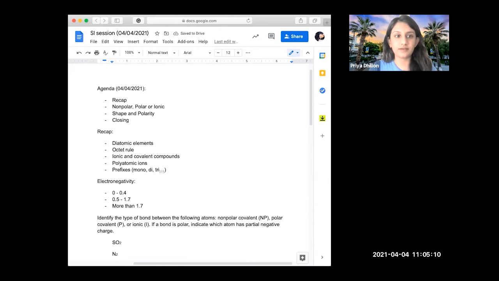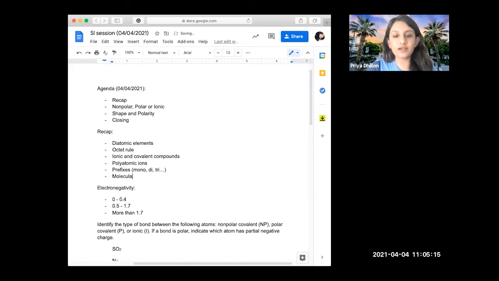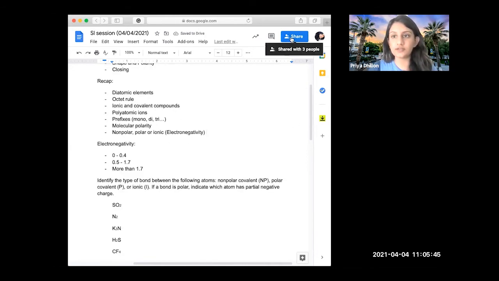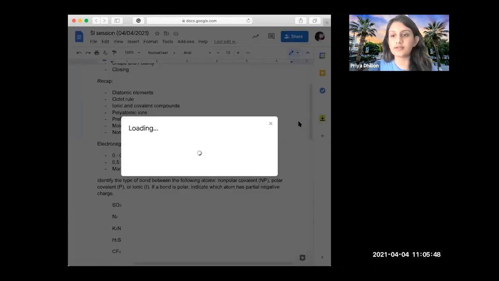Today this is what we're gonna go over. We are gonna go over molecular polarity. And we will also be trying to determine whether something is nonpolar, polar, or ionic using the electronegativity. I'll put this in parentheses so you know how we are determining them. I'm going to share this document with you so you can also get access and edit it.